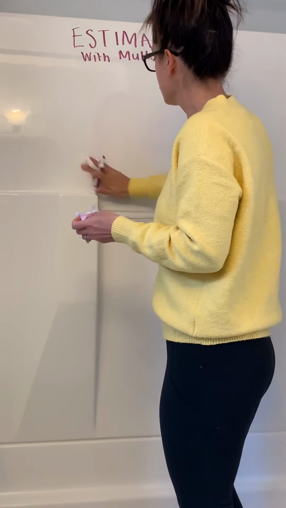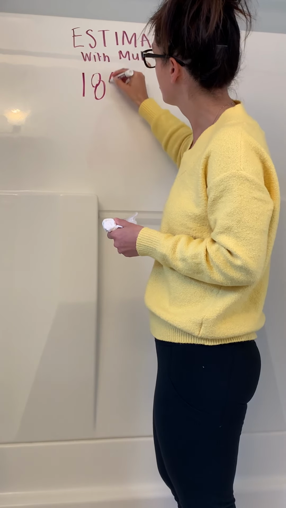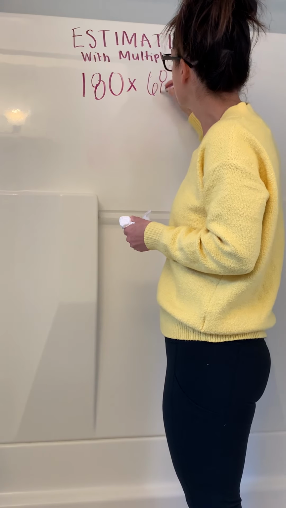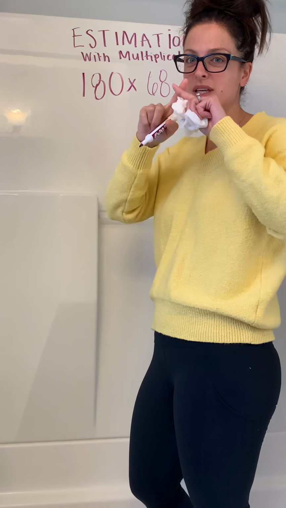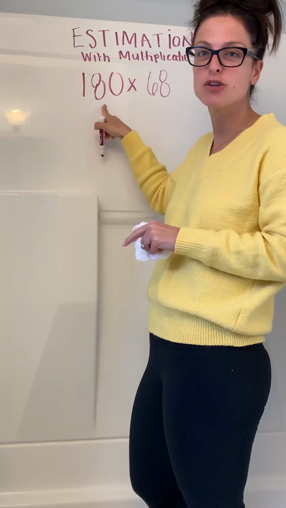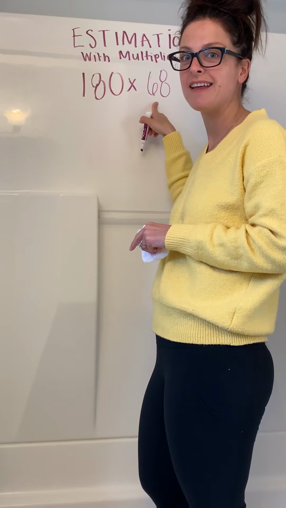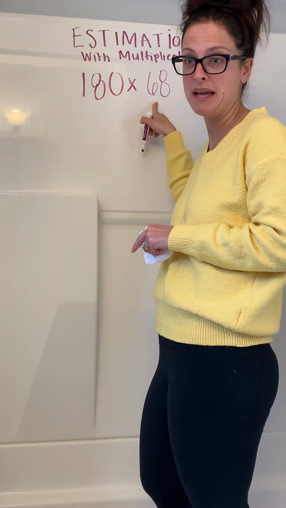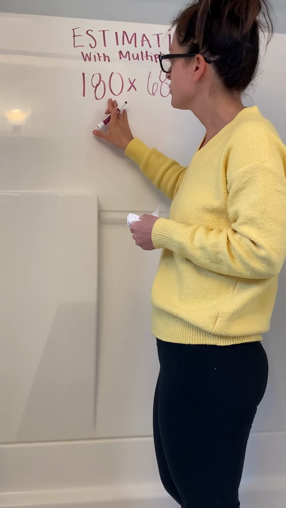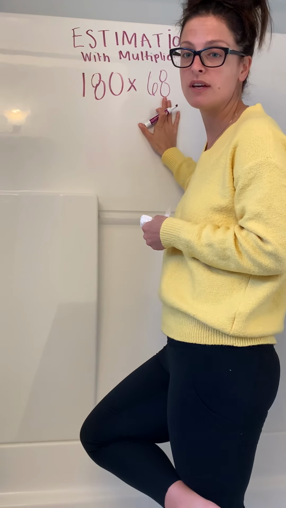All right, so now let's say I have the problem 180 times 68. So remember, when you're dealing with multiplication, that multiplication symbol means groups of. So I have 180 groups of 68, or 68 groups of 180, and that is a lot to do in my head. So to make this easier, we're going to estimate. So now I want you to think about, this time I see numbers in the hundreds, okay? And then this number we still have in the tens place.